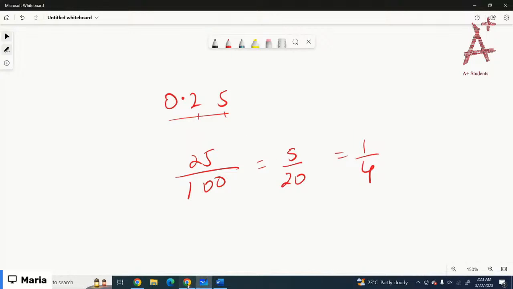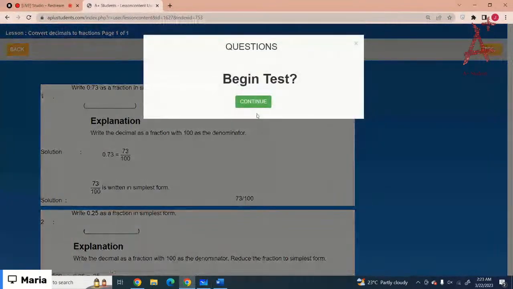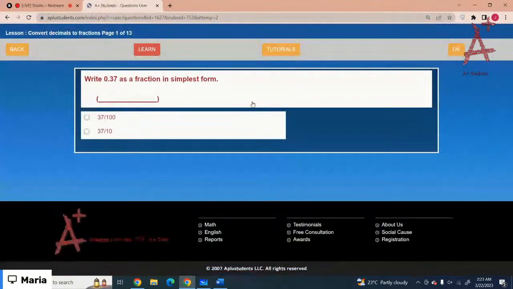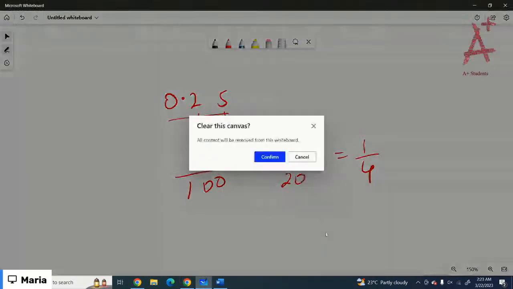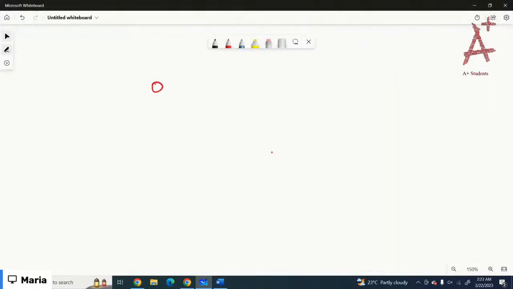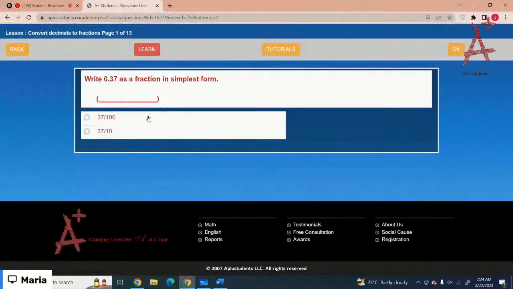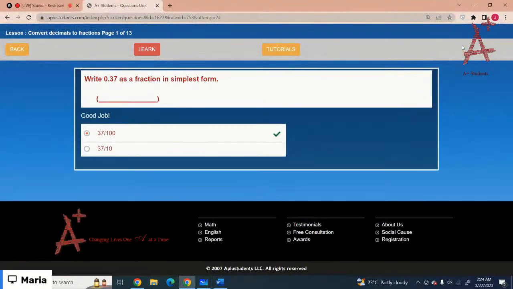Let's just start with the practice questions. Okay, the first one is write 0.37 as a fraction in simplest form. So how many decimals do we have? You have two numbers, 1, 2. That means you need to add 1 and two zeros. It would be 37 over 100. And we cannot convert it, it is already in simplest form. Got it? So it is 37 over 100. The correct option is option number 1. Got it, everyone?